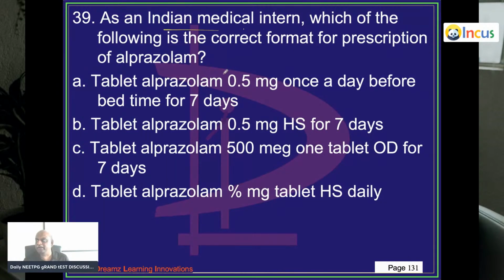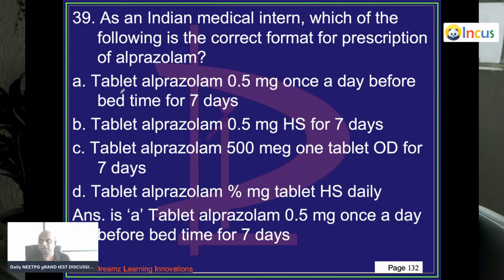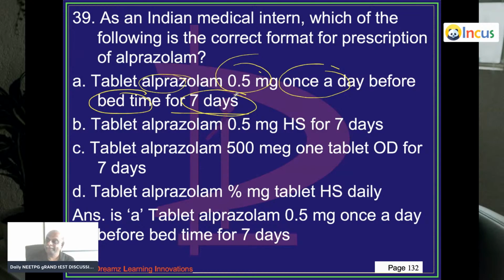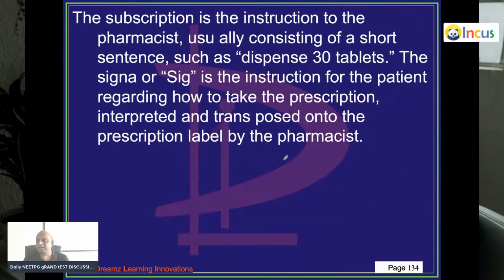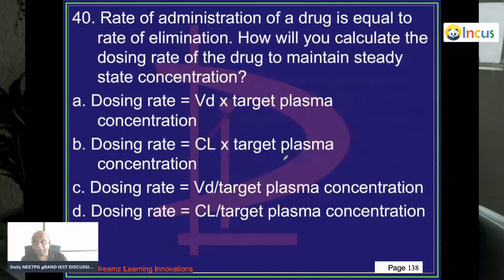Indian medical intern, which is the correct format of prescription of alprazolam? Tablet alprazolam 0.5 milligram once a day before bedtime for 7 days. So prescription writing is very important, doctor. Superscription includes date of the prescription, name, address, weight, and age of the patient, etc. So be very sure, because a good doctor is equal to a good prescription.